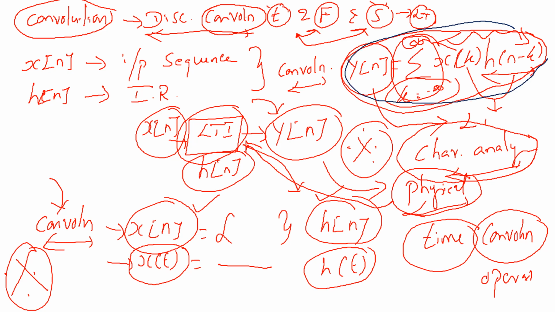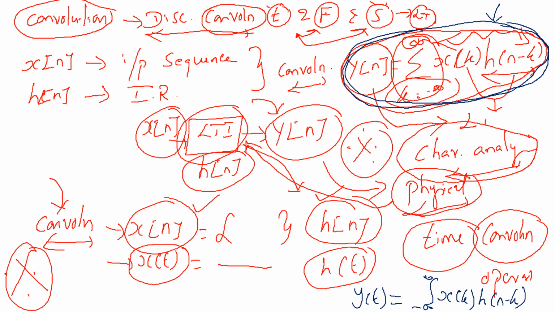I hope you can see this equation. This is the discrete version, but I will write it once more here: y of t, the analog version, like we were having x of k into h of n minus k, I think, right?